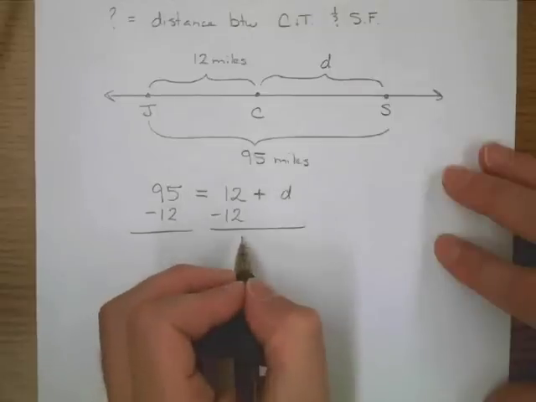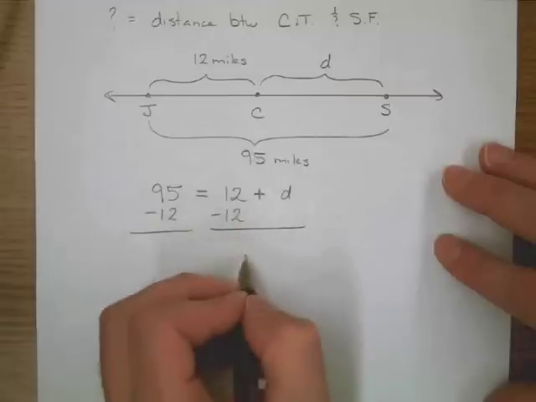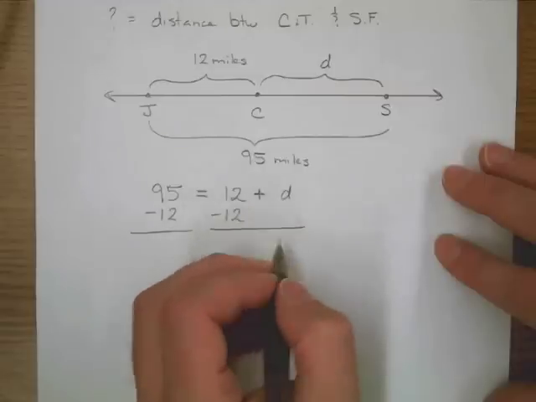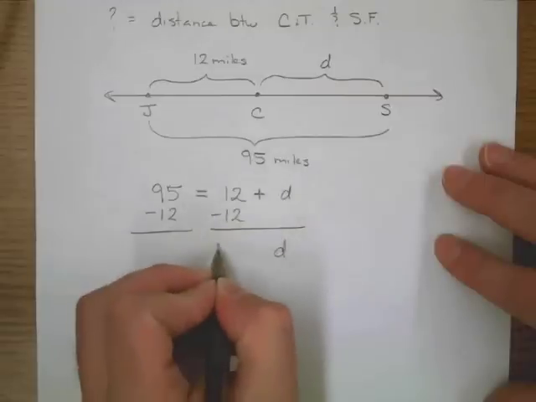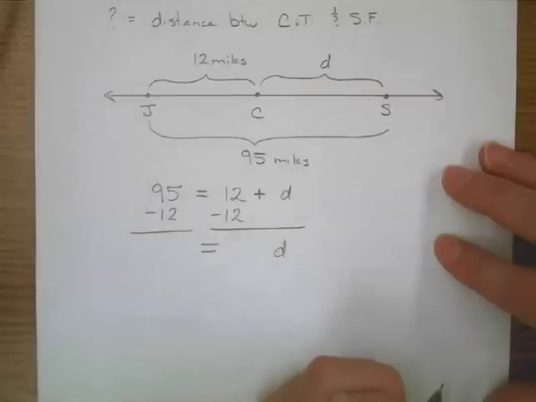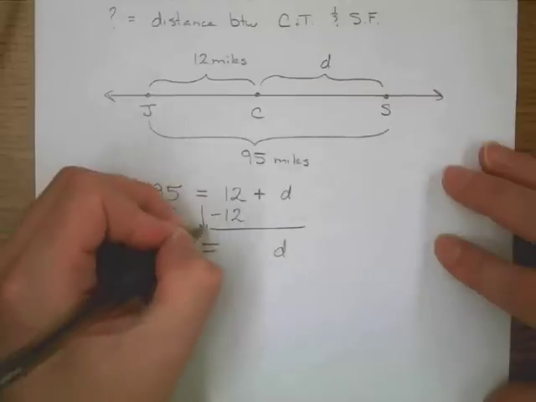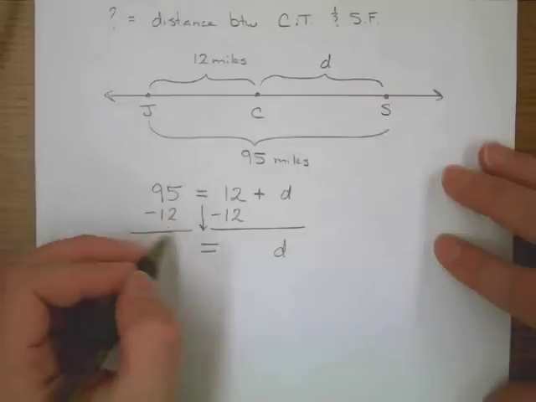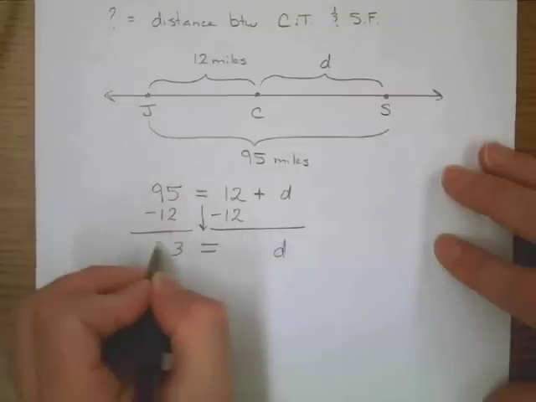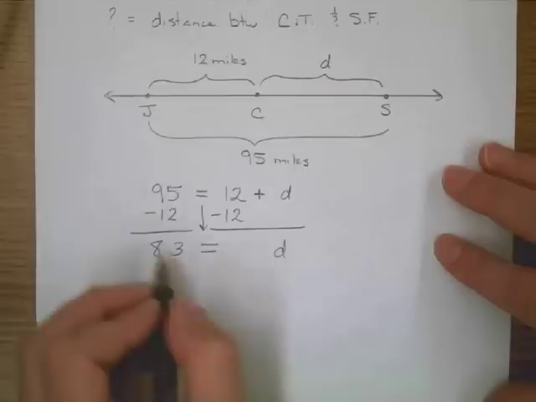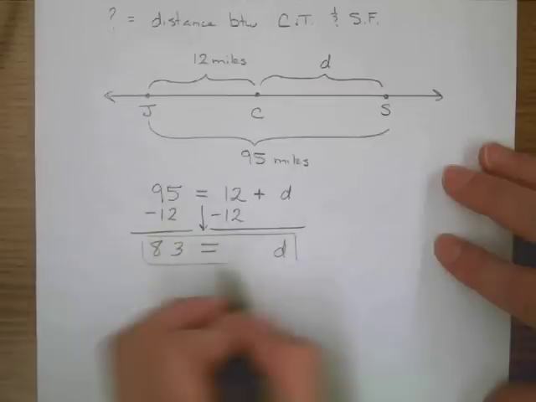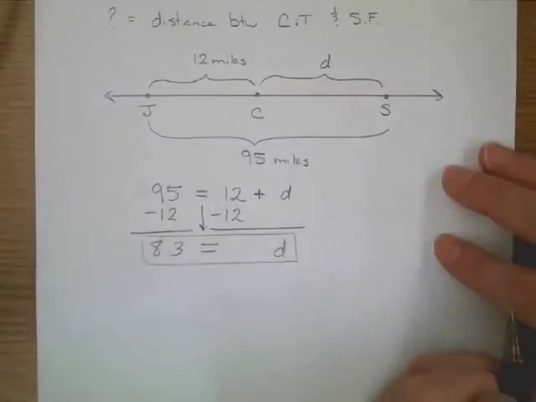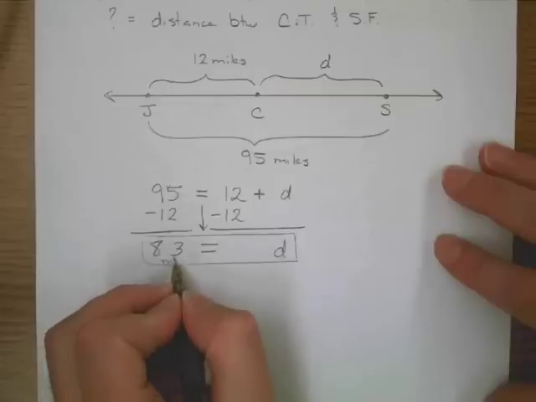Well, 12 minus 12 is 0. So I'm not even going to write the 0 this time. And d is still there. Our equal sign comes straight down. And 95 minus 12 is 83. So d, right now, looks like it equals 83 miles.